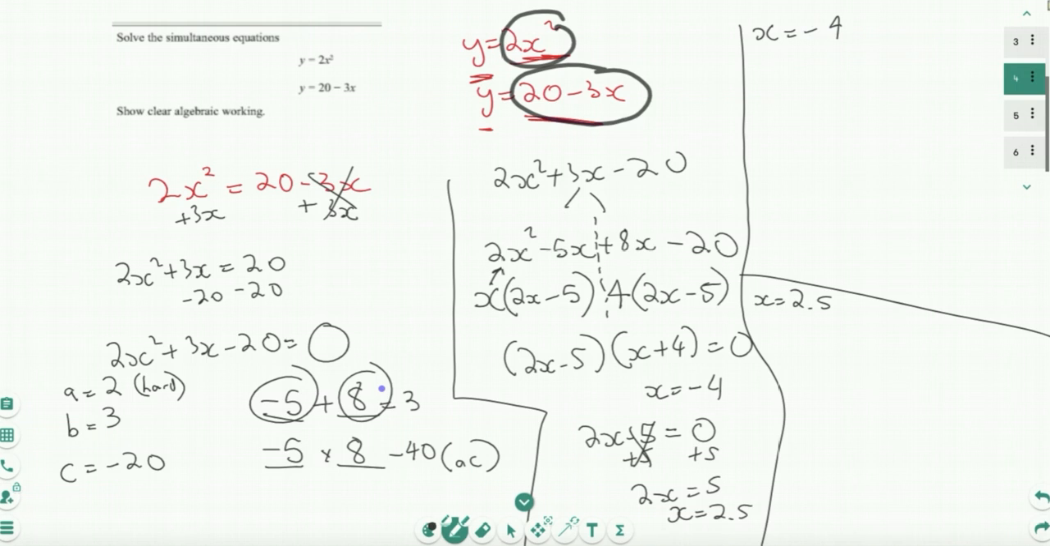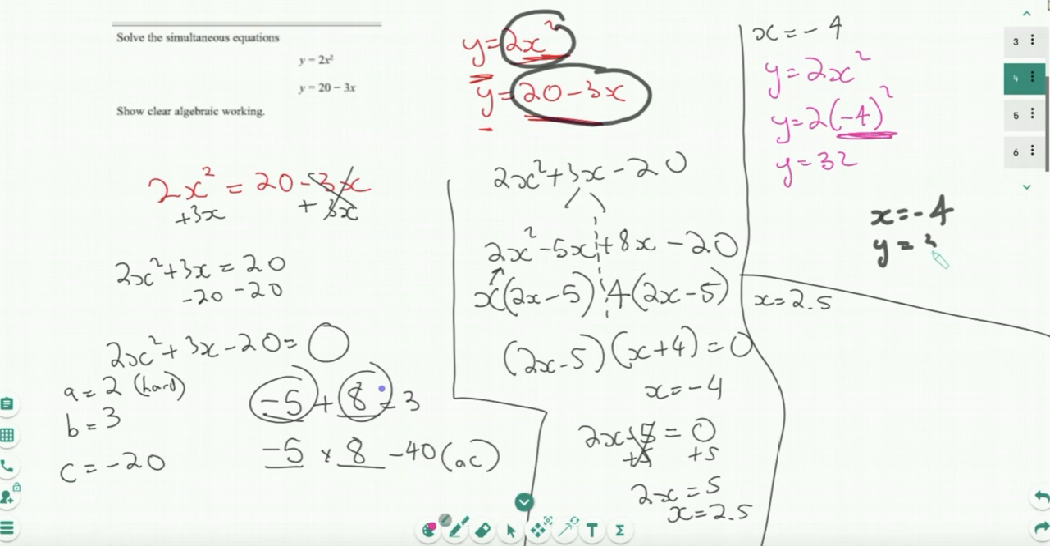Now, how do we find our y value? It's pretty straightforward. You can plug your x values into either of these equations. I'll plug it into the first equation. Y is equal to 2x squared. So y is equal to 2 times, instead of x, I'll replace it with negative 4 squared. Y is equal to, BIDMAS, so you do the square first. Negative 4 squared is 16, times 2 is 32. So our first answer is x equals negative 4, y equals 32.